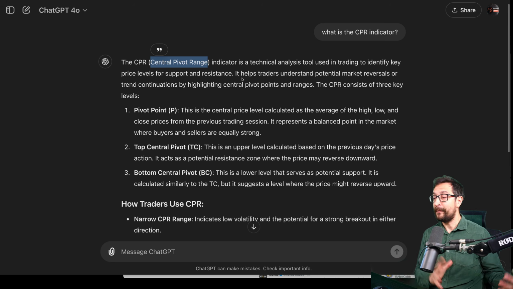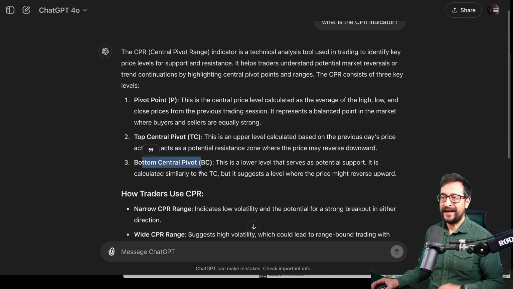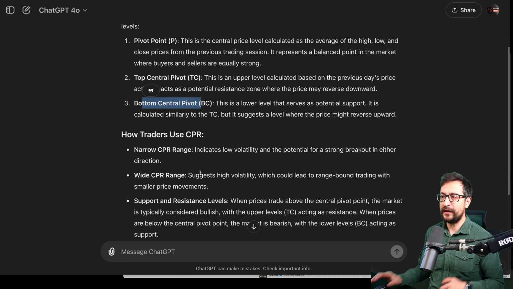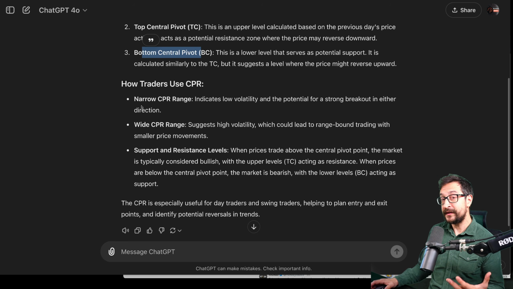It looks into the past performance, obviously, and there are different components of the CPR. You have first the pivot point, you have the top central pivot and the bottom central pivot. And these are the three lines in the middle, and then you have the resistance and the support at the same time. There are some different strategies that you can use the CPR for.